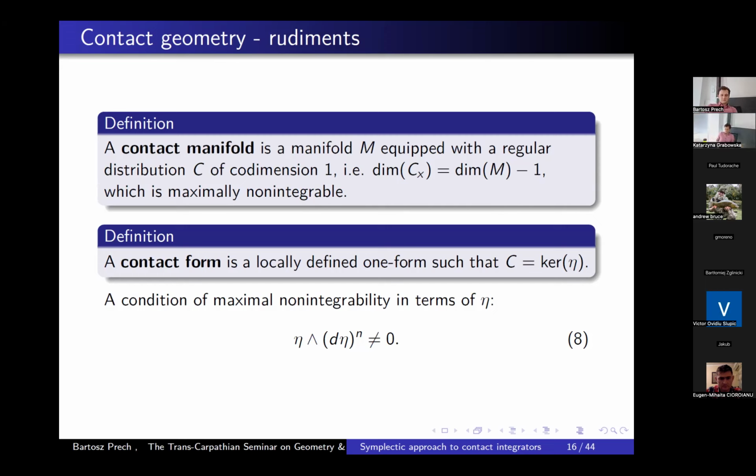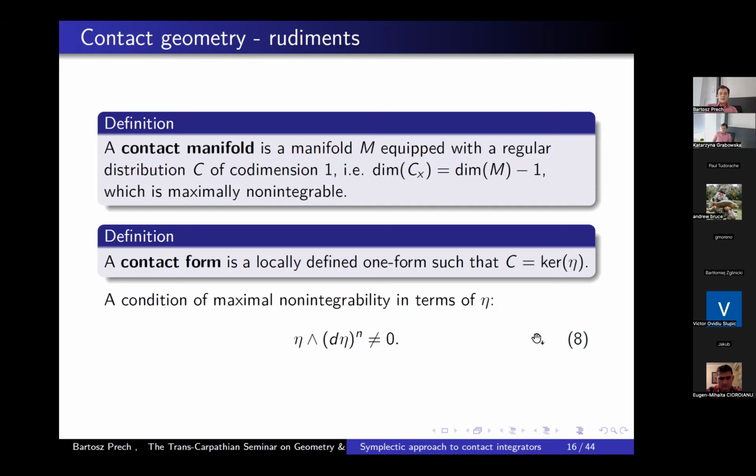Working with distributions is usually, at least for students, not that convenient. So from your definition, it follows that the manifold must be odd-dimensional. Yes, precisely, and the distribution is even. So one can also define this distribution, at least locally, to be the kernel of a contact form.